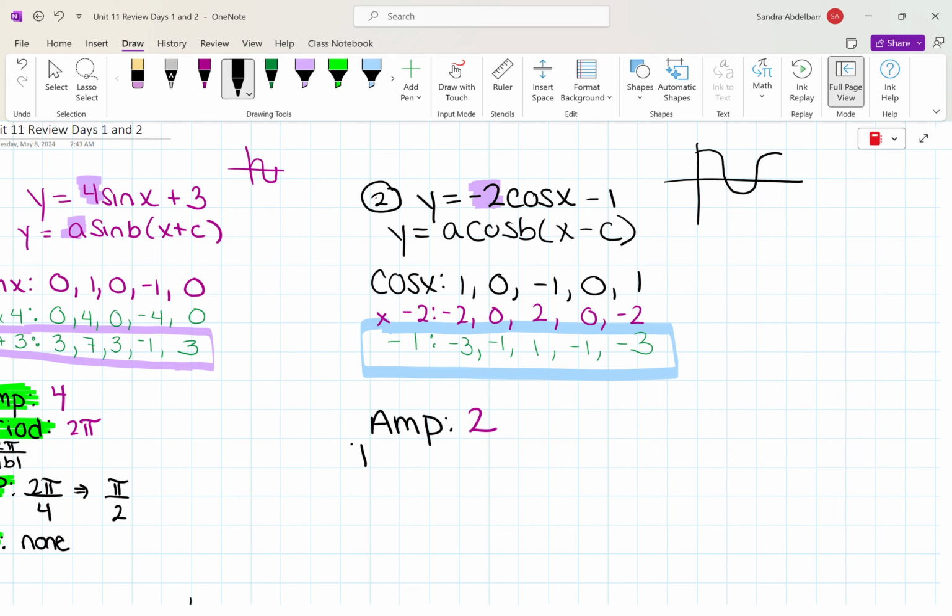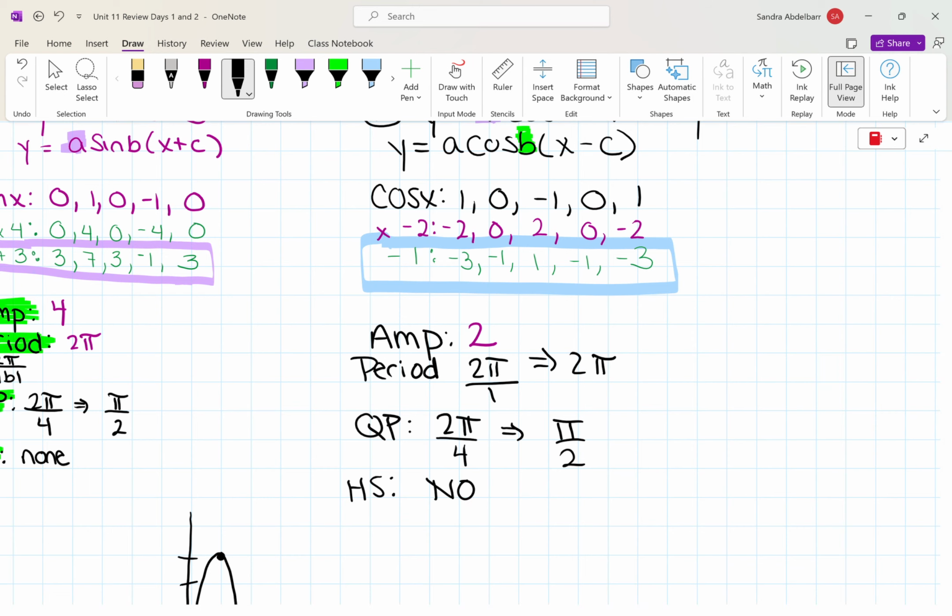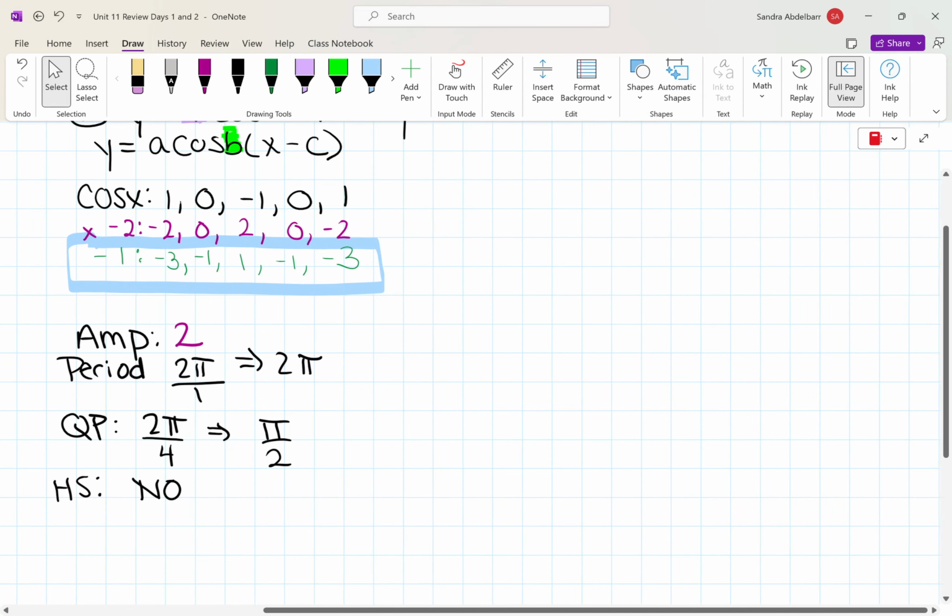And now we want our period. Our period is going to be 2 pi divided by the number after the cosine, but that's just 1. So here it's just going to be 2 pi. It will not always be 2 pi. You'll see ones where it's not 2 pi. So then our quarter period is when we take the period, which is 2 pi, and divide it by 4. So this is just going to be pi over 2. Is there any horizontal shift? No. Now we sketch.